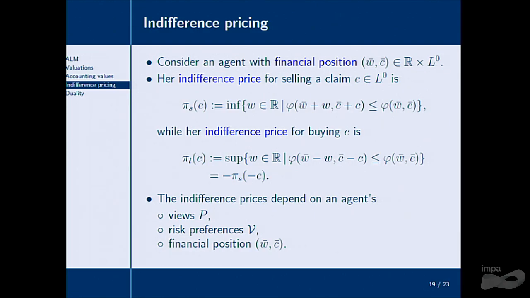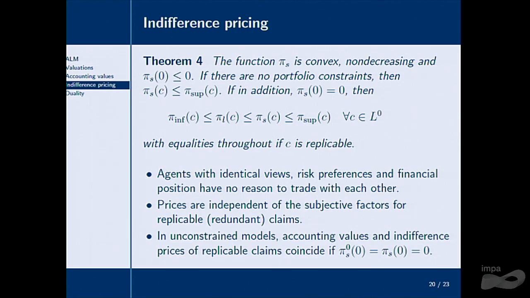And just like the accounting values, things here do depend on your views, the probability measure, your risk preferences. But now, in addition, what we didn't have in the accounting value is this agent's net position before the trade. And that indeed is important, like you can imagine in the case of a homeowner who buys home insurance or things like that. And then we have a very similar result, again, bounding those prices between the super hedging cost and the sub hedging cost.